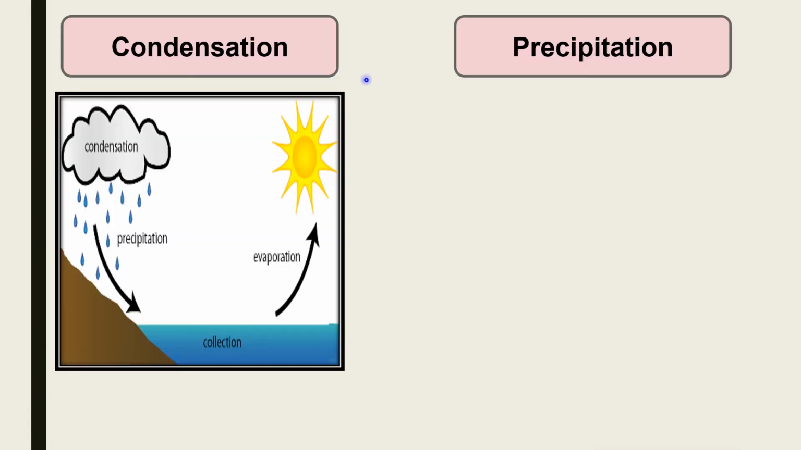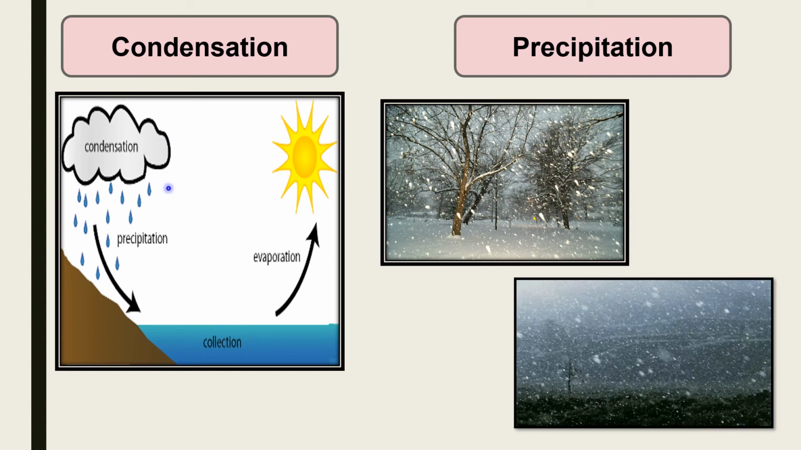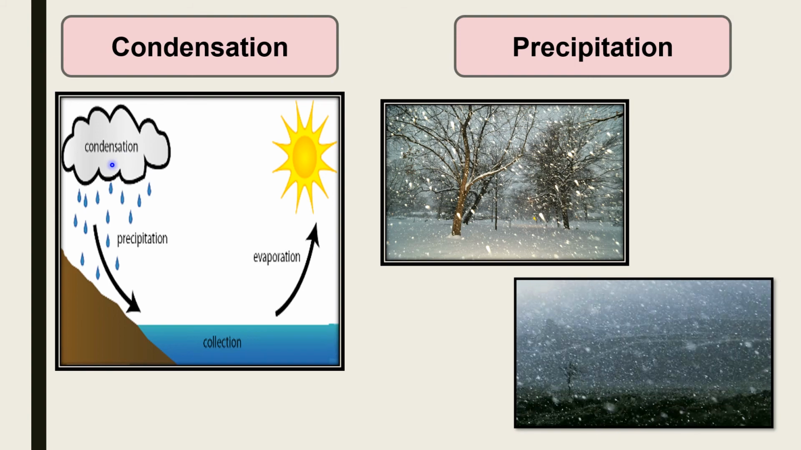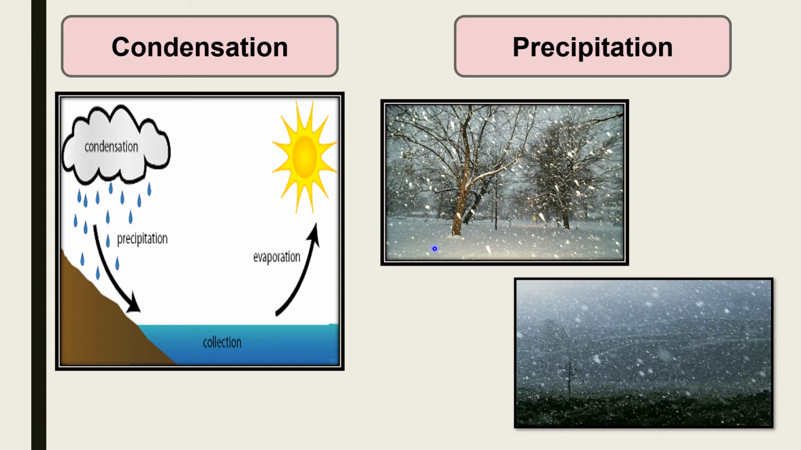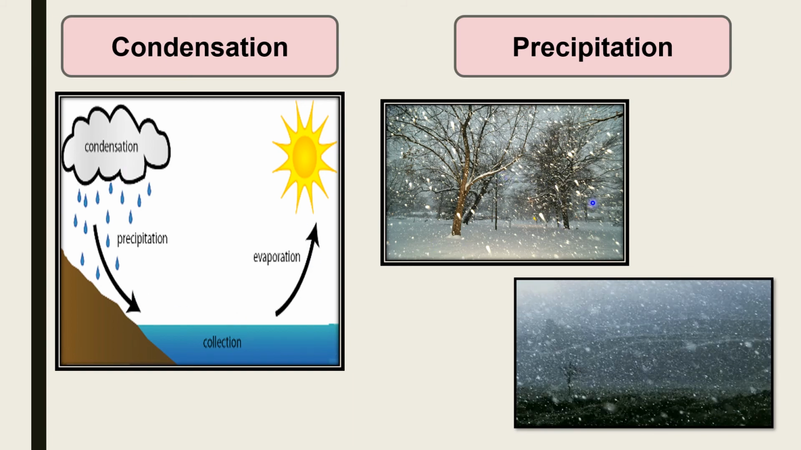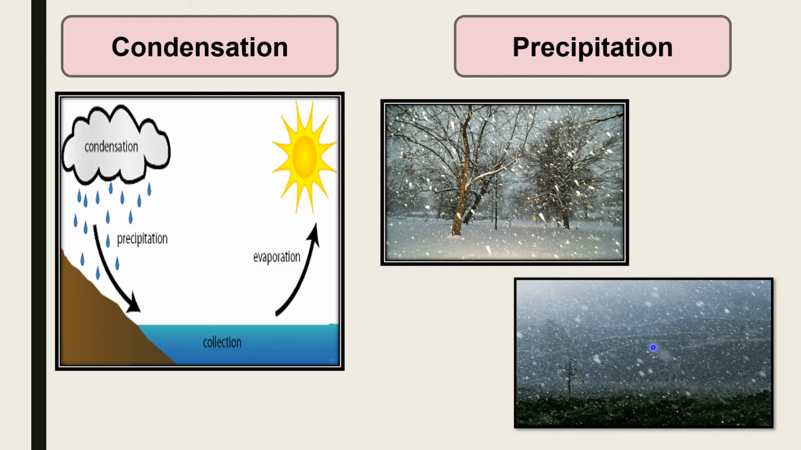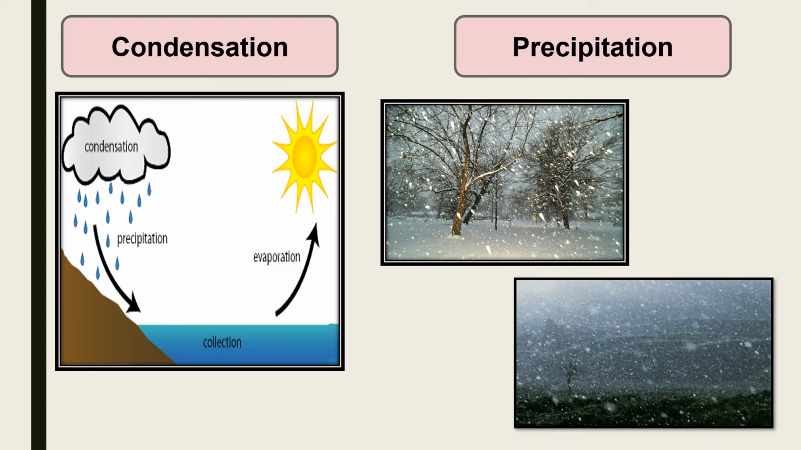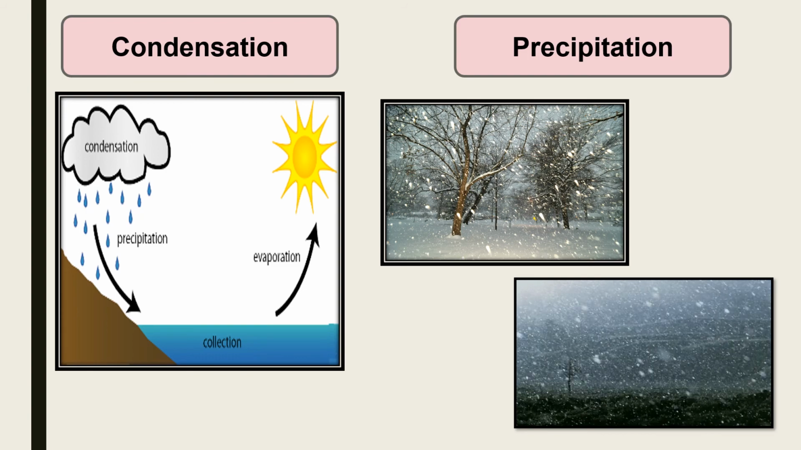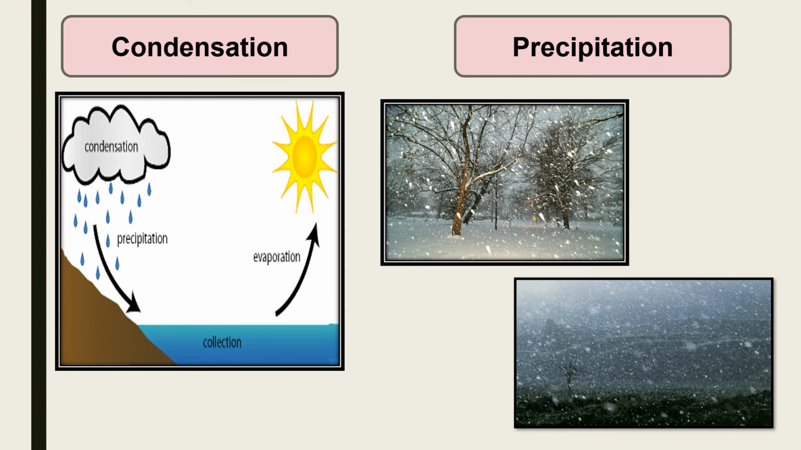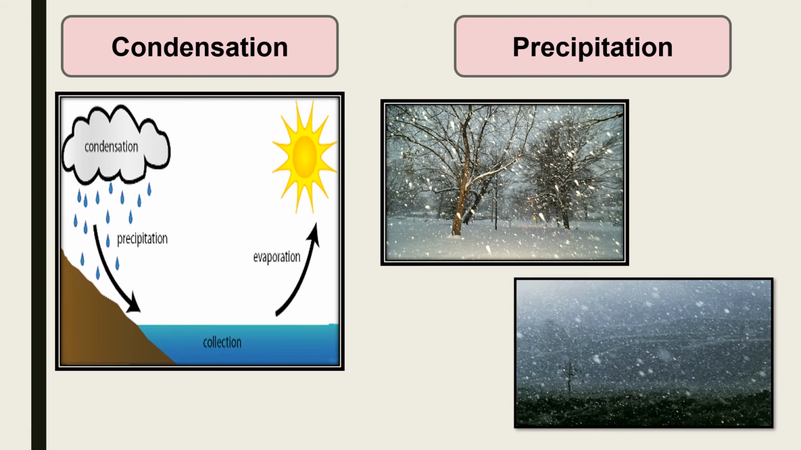So condensation and precipitation. This is the condensation, as you may see in the picture. If the clouds get heavier, then it will form precipitation. And this is an example of precipitation. I think this is snow and this is a hailstorm. As you may see, the biggest difference between the snow and the hailstorm is its volume. For example, the snow is just a small amount, while the hailstorm has a bigger volume than the snow.